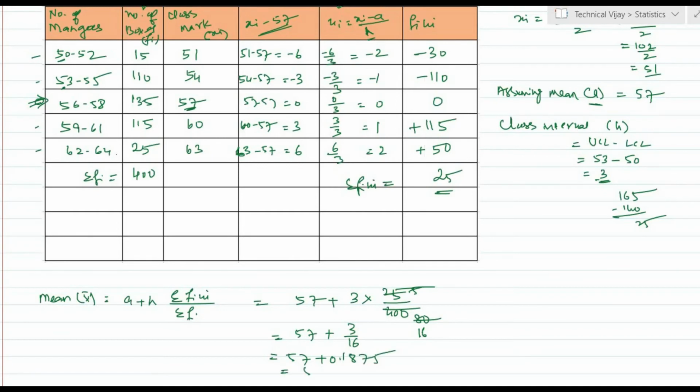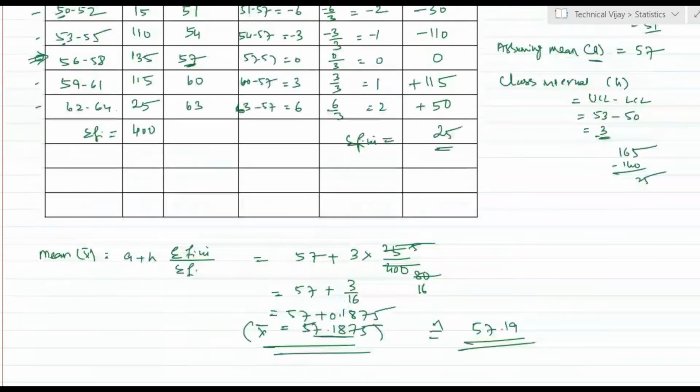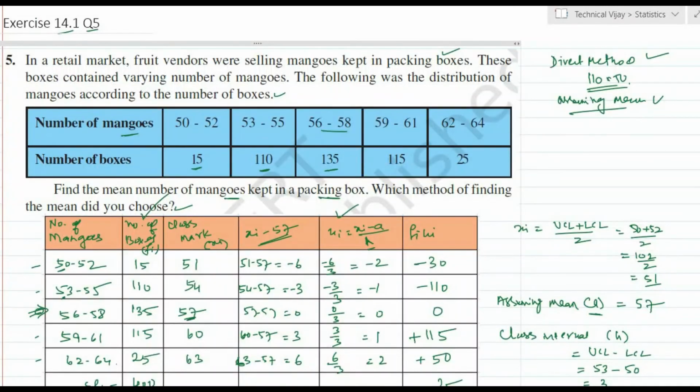So this is equal to 57 plus 0.1875, which is equal to 57.1875. That is the mean, approximately equal to 57.19. This is the mean of this data. Okay, we will go for the next one.